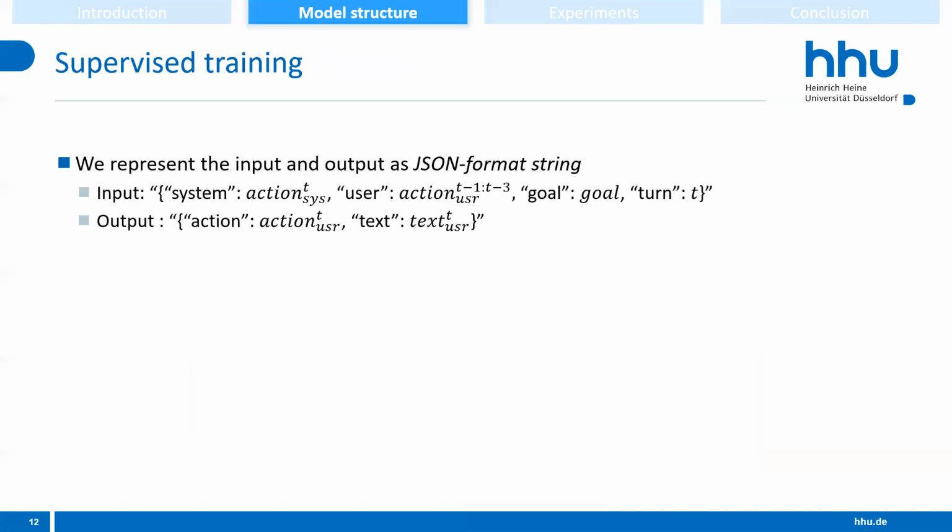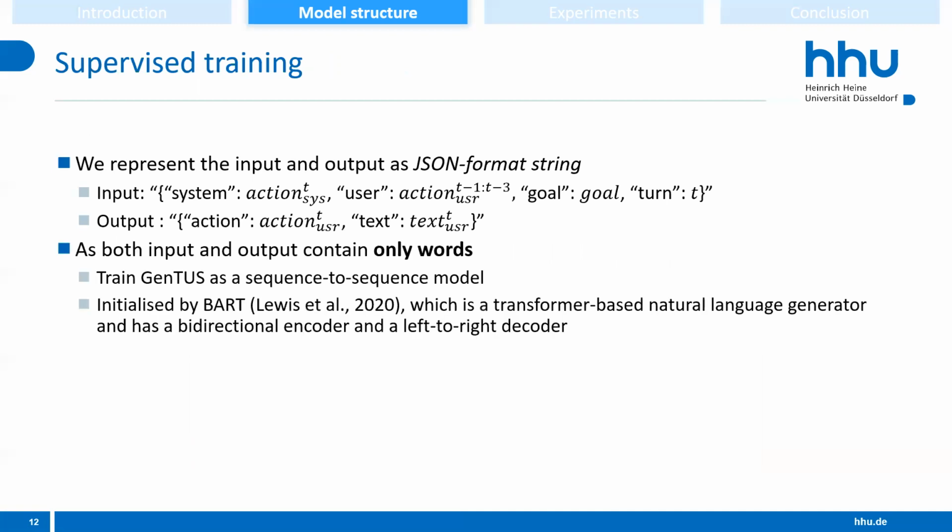In addition, we represent the input and output as JSON format strings. So both the input and output contain only words, which means we can train GenTUS as a sequence-to-sequence language model. We initialize our model with BART, which is a transformer-based natural language generator, and has a bidirectional encoder and a left-to-right decoder.